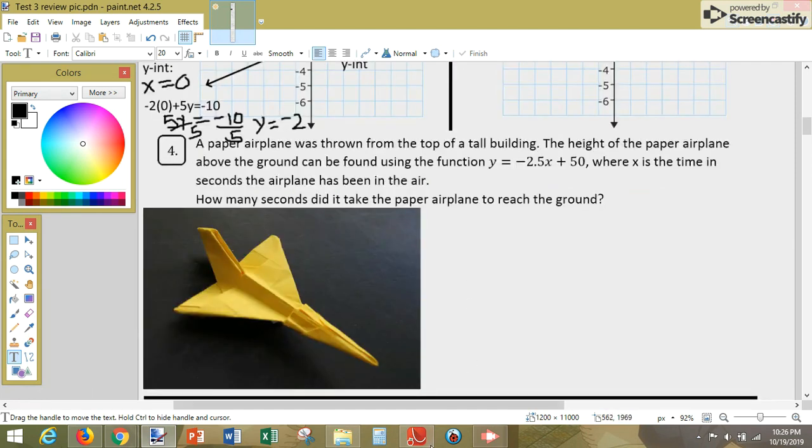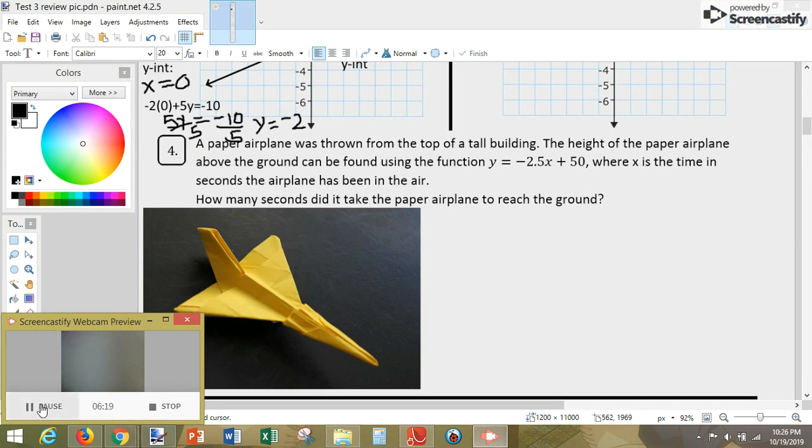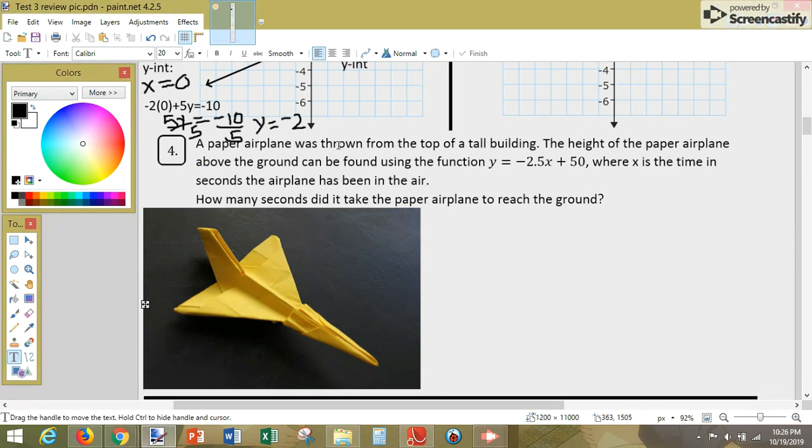Let's look at number 4 with the paper airplane. A paper airplane was thrown from the top of a tall building. The height of the paper airplane above the ground can be found using the function y equals negative 2.5 times x plus 50, where x is the time in seconds the airplane has been in the air. How many seconds did it take for the paper airplane to reach the ground?